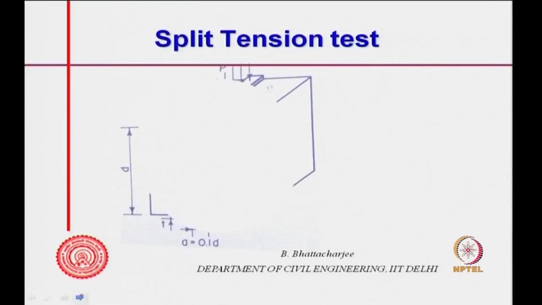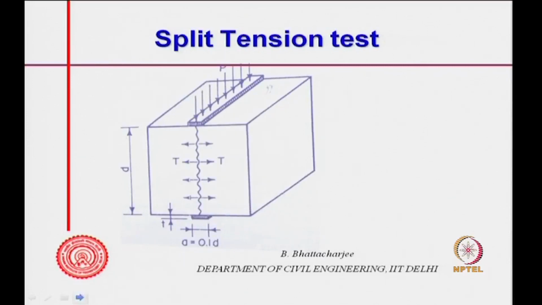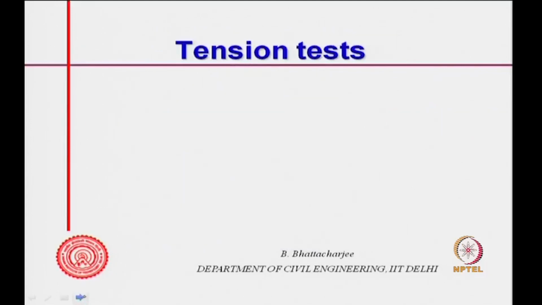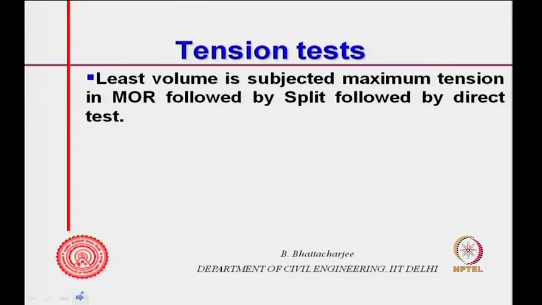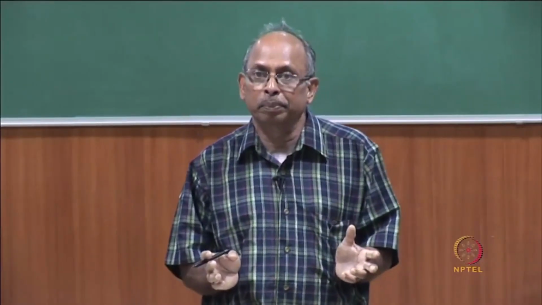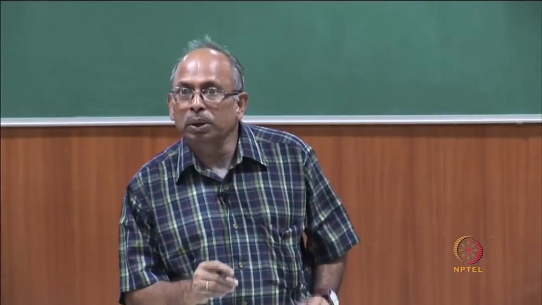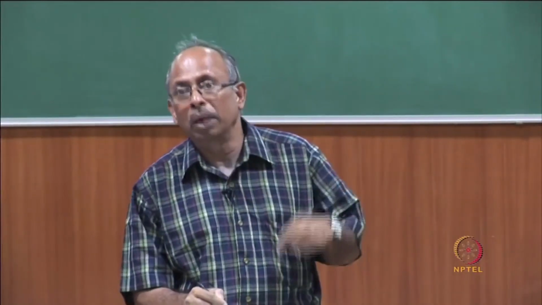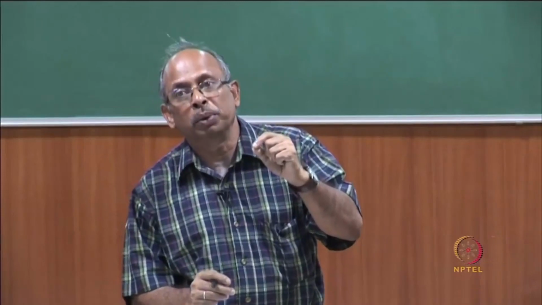The split tension test, you can do it on a cube also. In that case, you apply P here and the formula is F t equals twice P by pi d square. This gives you lower strength than modulus of rupture, because in modulus of rupture only the bottom fiber is subjected to maximum tension, the others are not. Besides that, you are actually overestimating, as you do not take the actual stress strain diagram. Split shows lower strength and direct tensile strength will show still lower, because in split at least there is some compression portion.